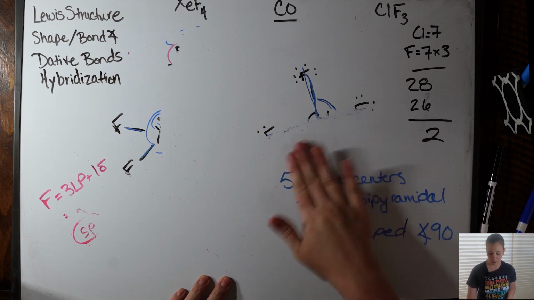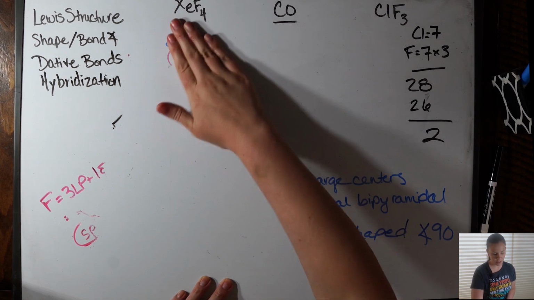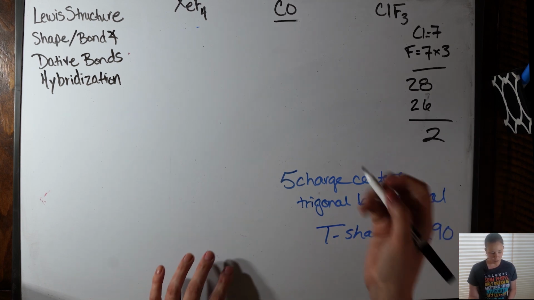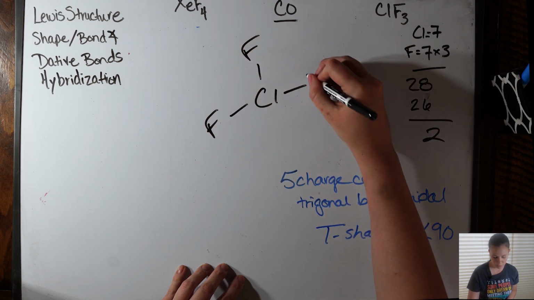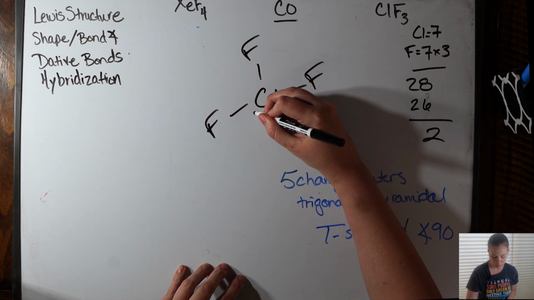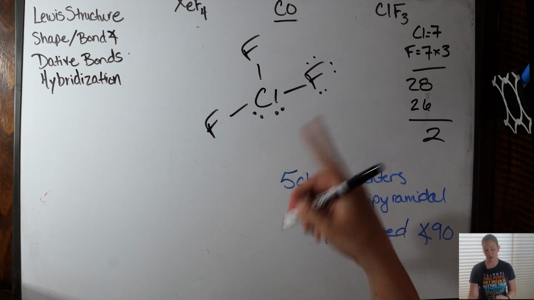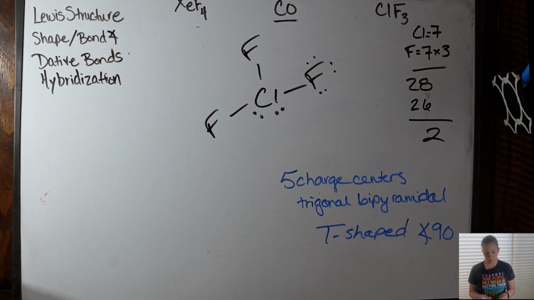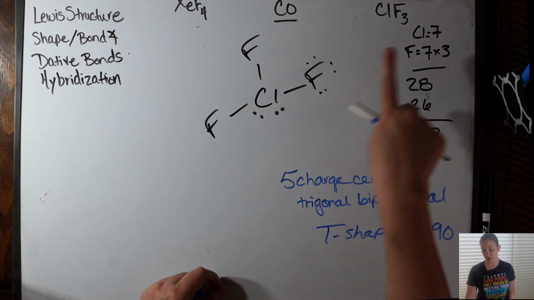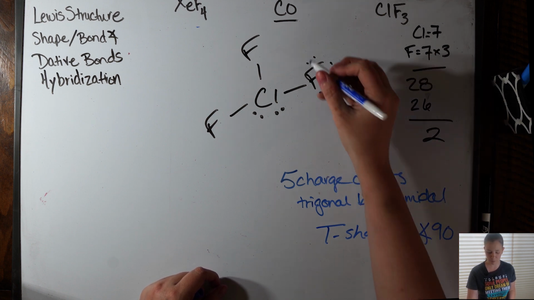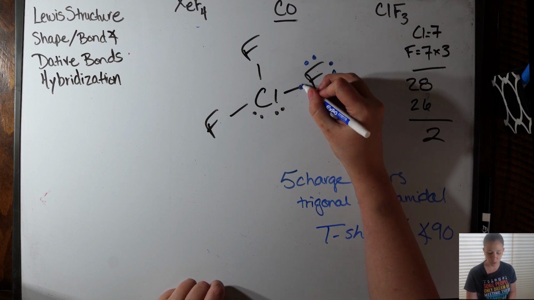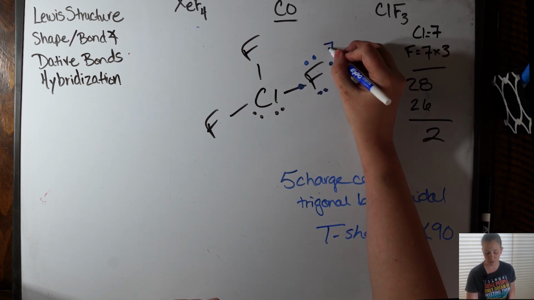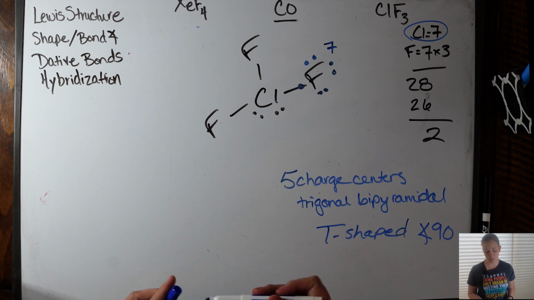So let me redraw this so we can look at dative bonds and hybridization. So we had chlorine in the middle and our 3 fluorines with 2 lone pairs on the chlorine. And of course, every fluorine would have the 6 electrons around it. So in order to look at the dative bonds, we have to compare the number of electrons on it now compared to how many electrons each atom brought in the first place. So fluorine has the 6 electrons in its lone pairs plus 1 from the bond for a total of 7, which is exactly what it contributed in the first place.